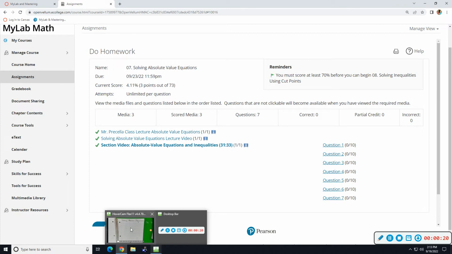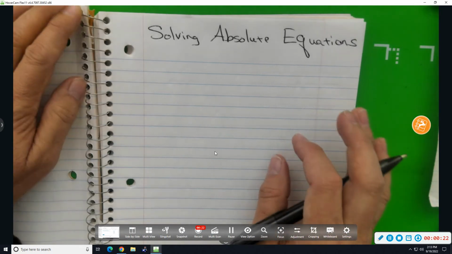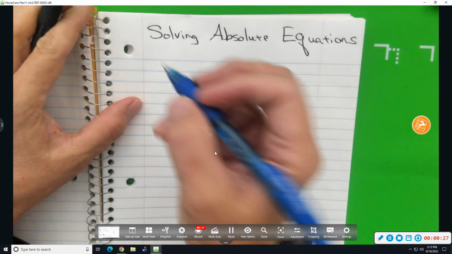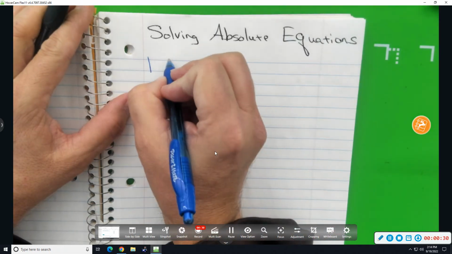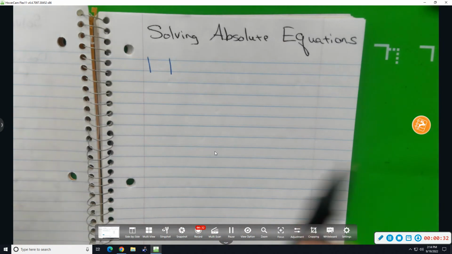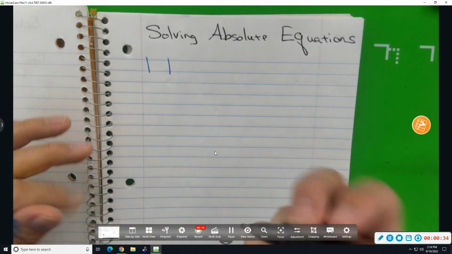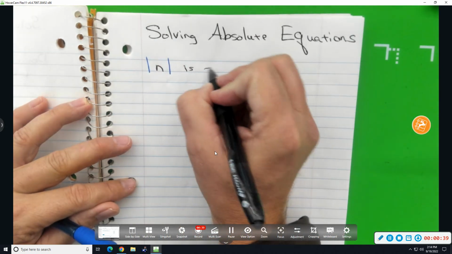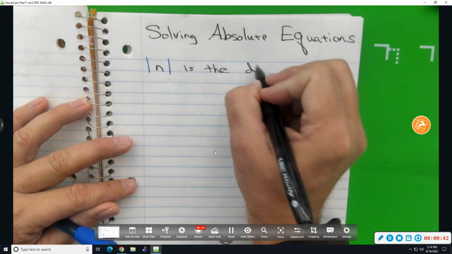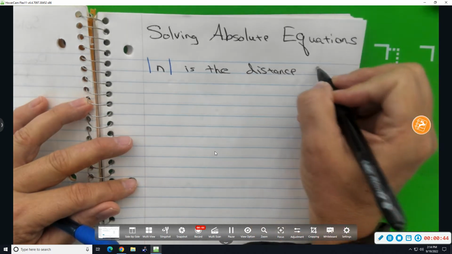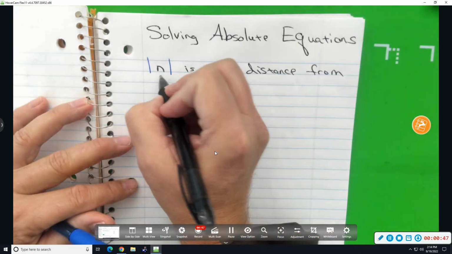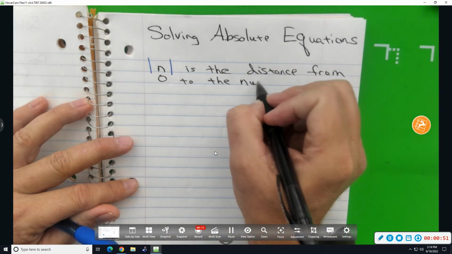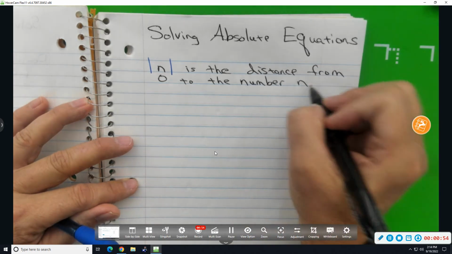First of all, let's start off with a definition of absolute value. I know y'all have all seen absolute value somewhere or another. We use big vertical bars to denote the absolute value, and we'll say the absolute value of the number n is the distance from 0 to the number n on a number line.